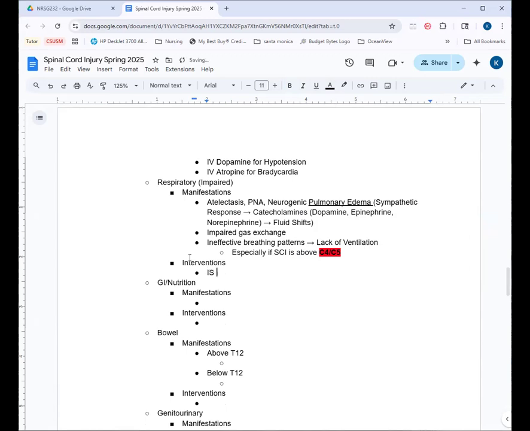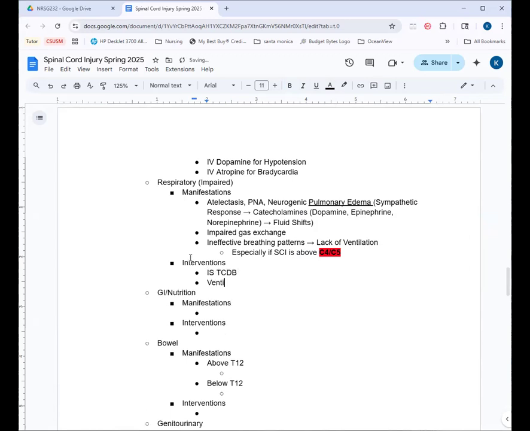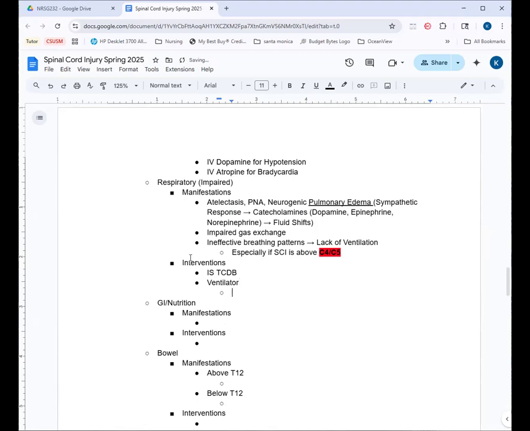Yeah, so IS, turn, cough, deep breathe, possibly a ventilator. That would definitely be if they were going into respiratory failure. And for your ventilator, you have your ventilator bundle. I don't remember how much you guys went over of it at this point, but oral care is part of it. Having sedation vacations, because when they are on a ventilator with a tube down their throat, it is not comfortable. They will try to fight it. They're not going to like it.